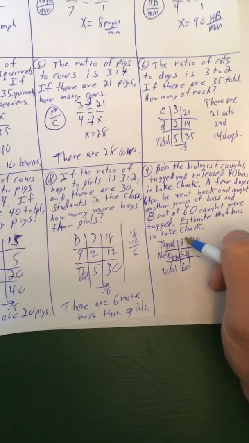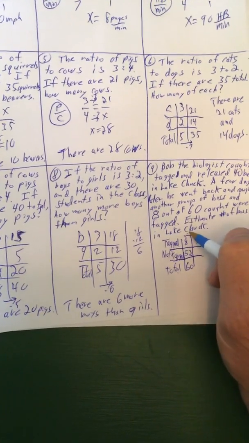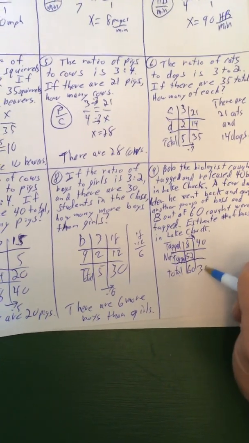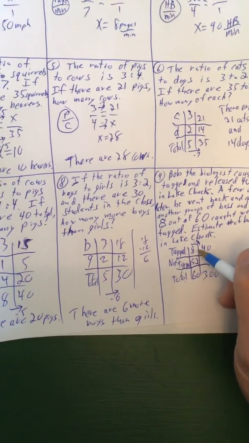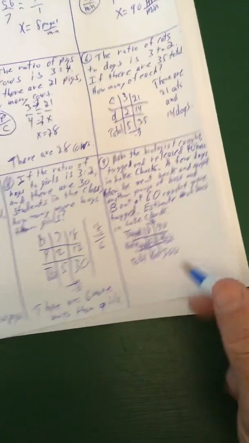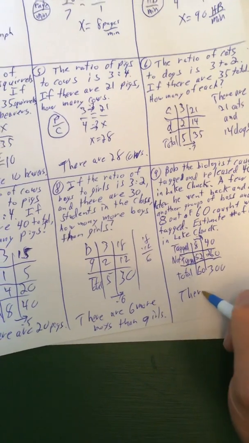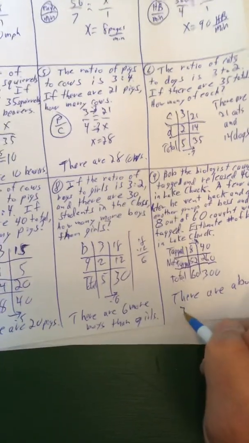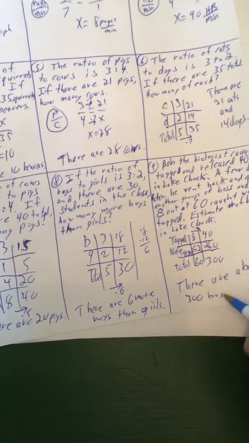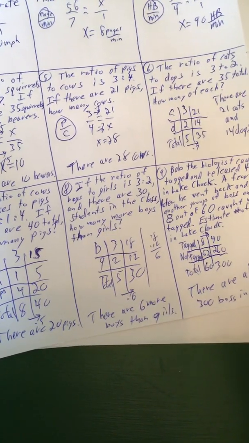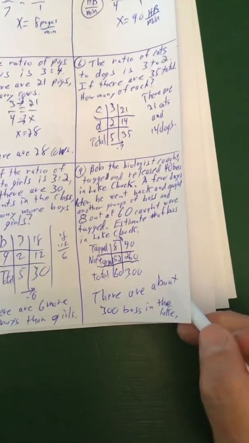and I don't know how many, but it's times 5. And so times 5 is going to be 300. So I bet 52 times 5 is 260, because those have to add up. So this is an estimate, so there are about 300 bass in the lake. And that'd be an estimate. So that's why you say the word about.